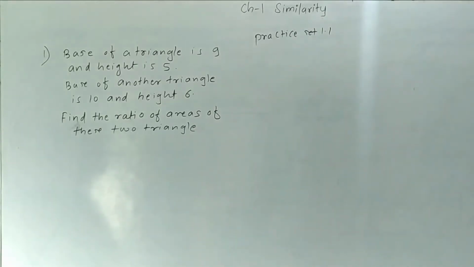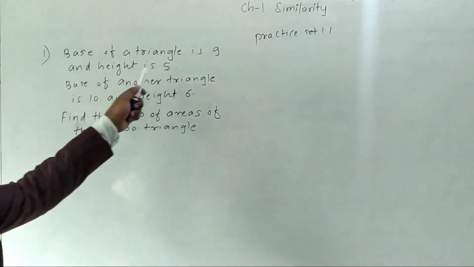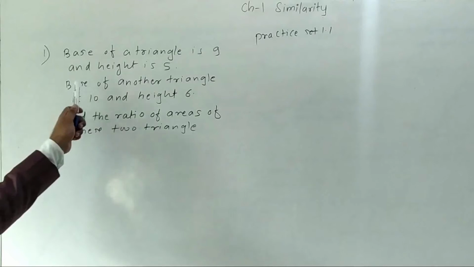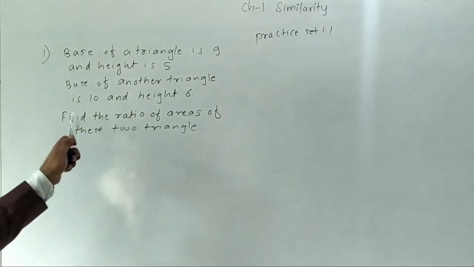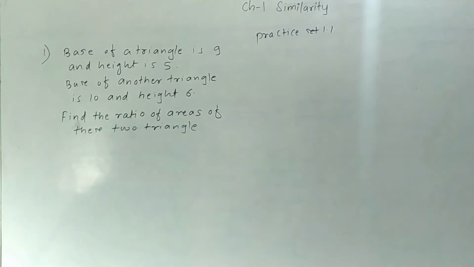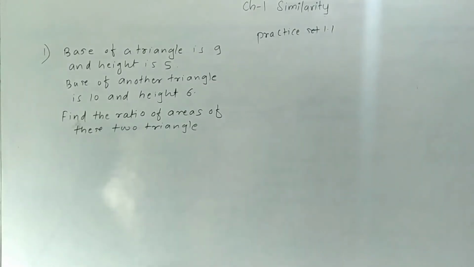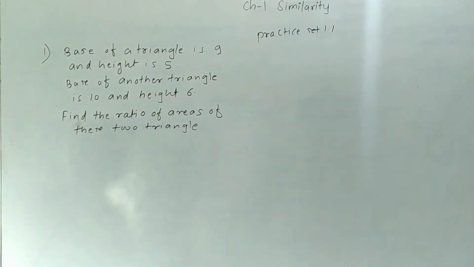Practice set 1.1. Question number 1. Base of triangle is 9 and height is 5. Base of another triangle is 10, height is 6. Find the ratio of area of these two triangles. क्वेश्चन हमको क्या बता रहा है कि दो ट्रायंगल है, उनका एरिया का रेशियो निकालना है. हमको दिया है बेस और हाइट, लेकिन उन ट्रायंगल के नेम्स हमारे पास नहीं है.